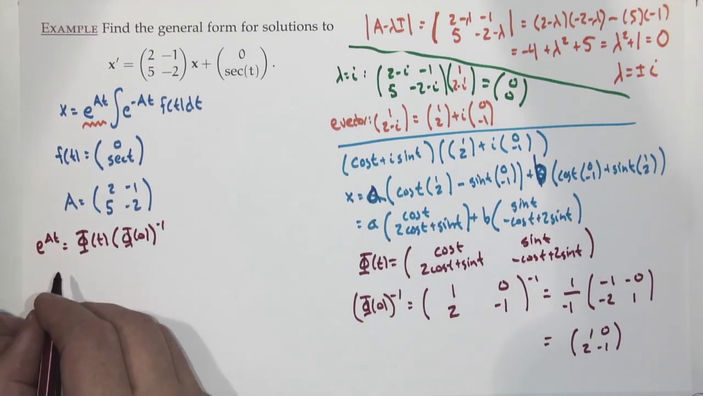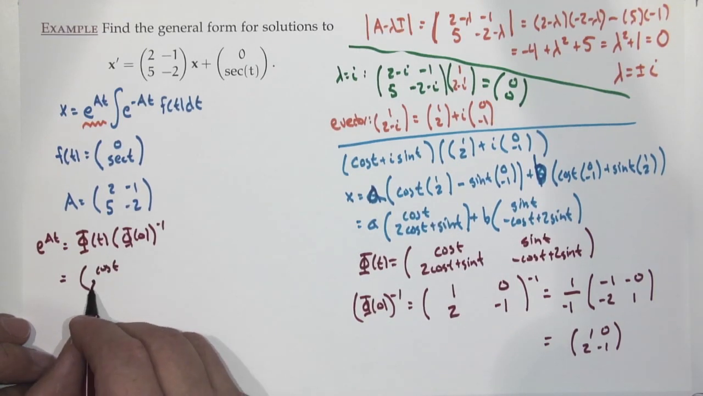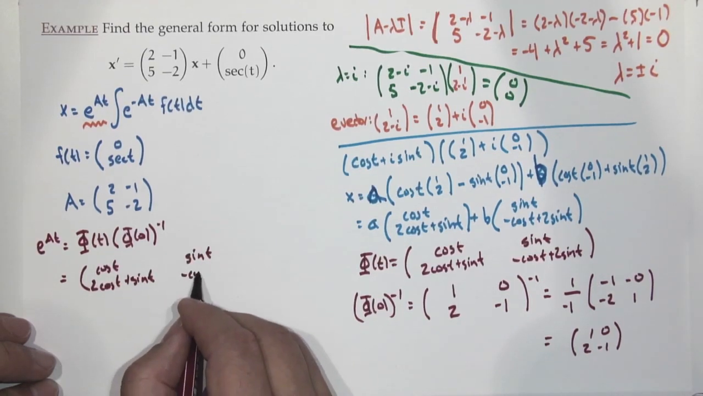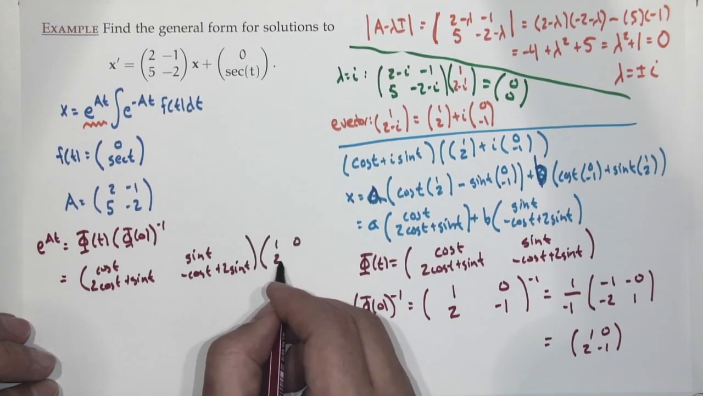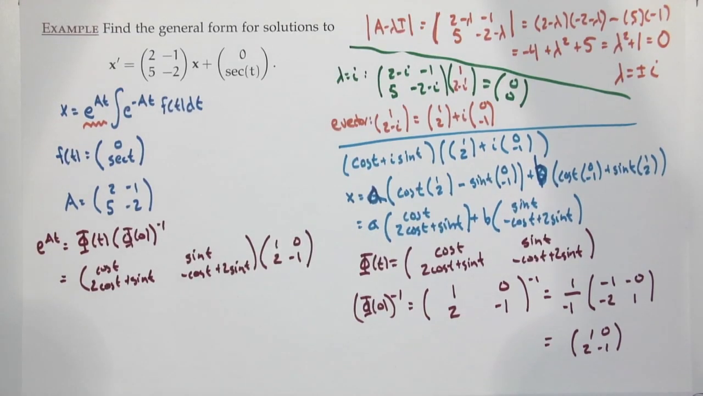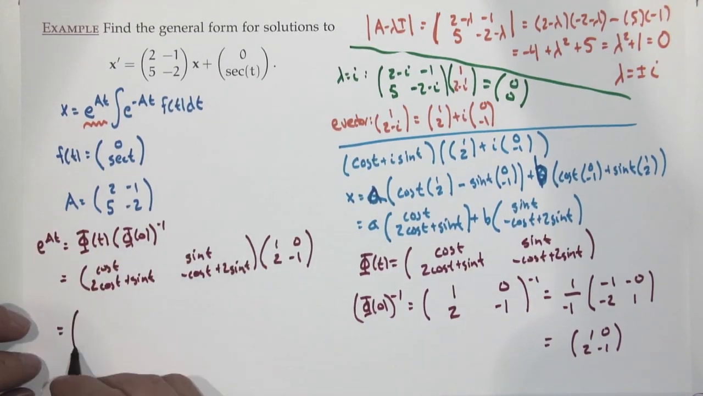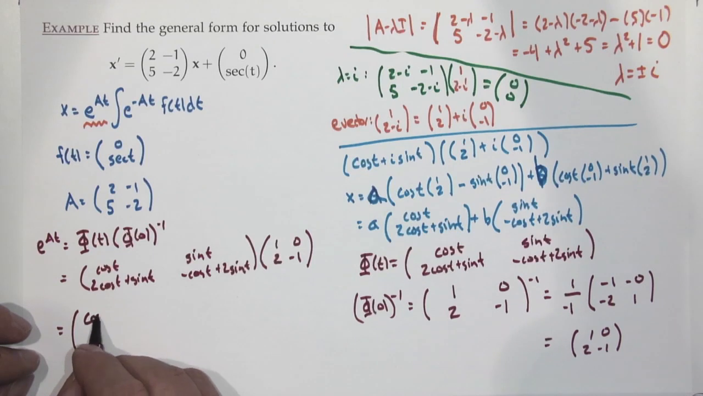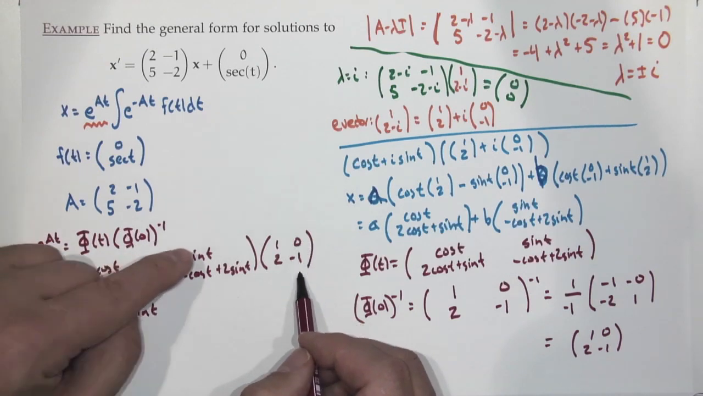Okay, good. Now we can compute e to the at. So that's our cosine t, 2 cosine t plus sine t, sine t, minus cosine t plus 2 sine t, times 1, 0, 2, minus 1. Well, we get cosine t plus 2 sine t, right? Because we multiply cosine t, 2 sine t. Okay, how about this next entry? What do we see?